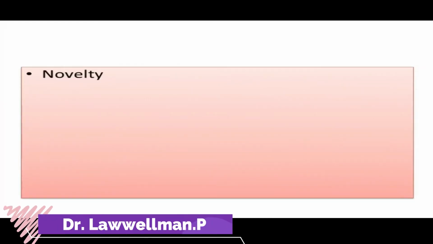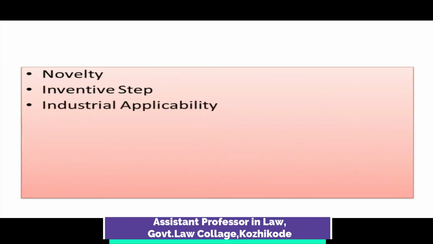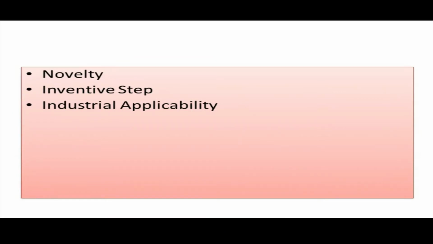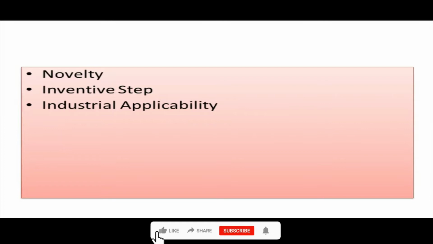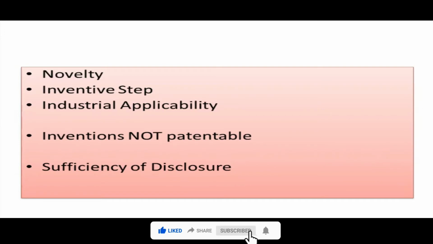Moving to the next slide. So the requirements of patentability we have already looked at, and the requirements are novelty. We know that it should be new. It should have an inventive step, or it should be non-obvious, and there should be industrial applicability or utility. And there is another requirement: the invention will not be patentable if there is no sufficient disclosure.